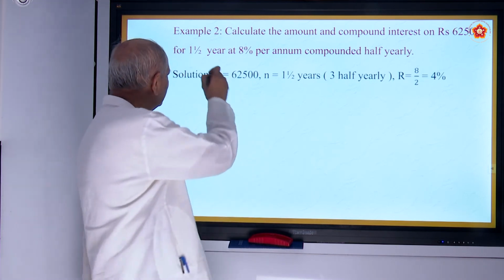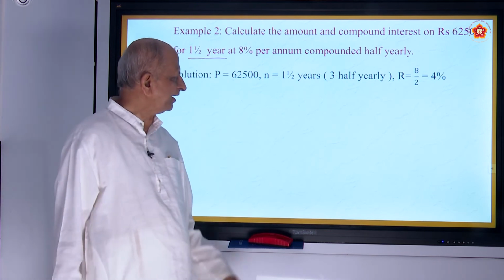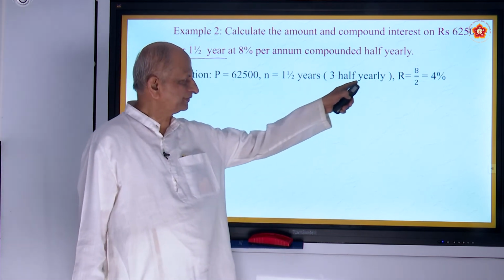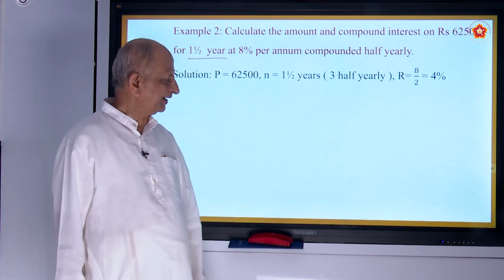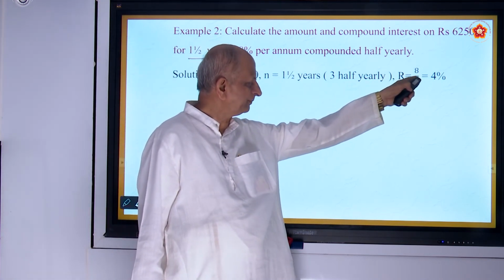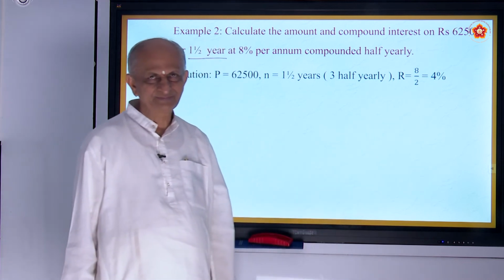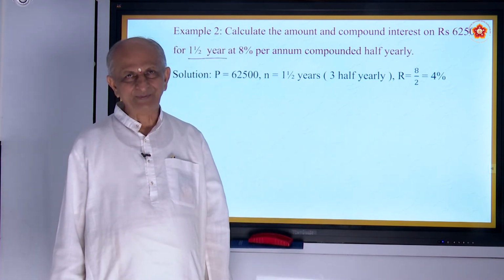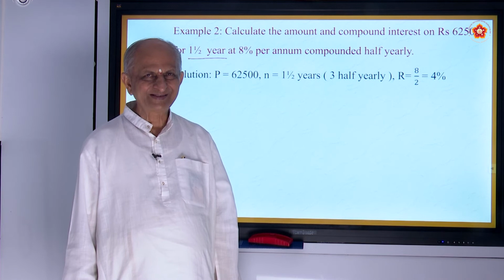So here 1.5 years comes. Means how many half years? 3 half years. Correct? Rate of interest is 8%. That half yearly means by 2 you must make. If it is 3 months, by 4. Correct?